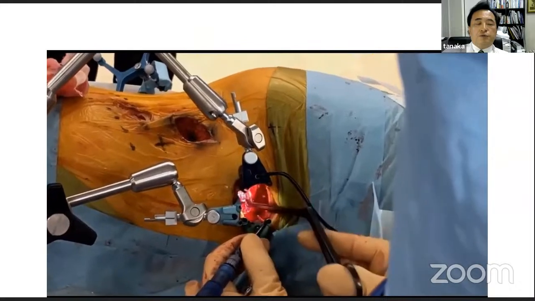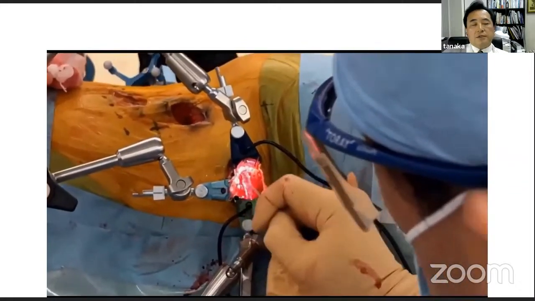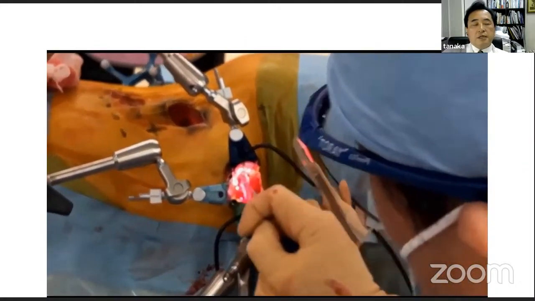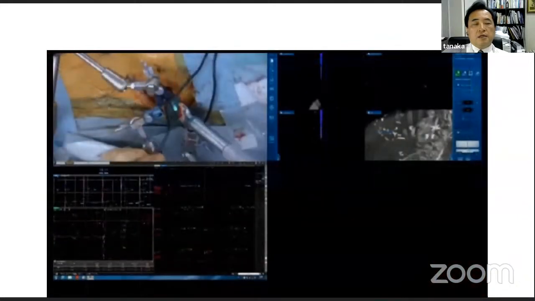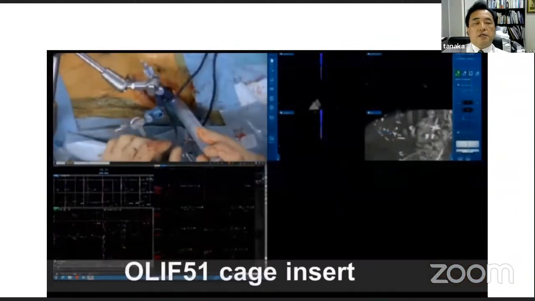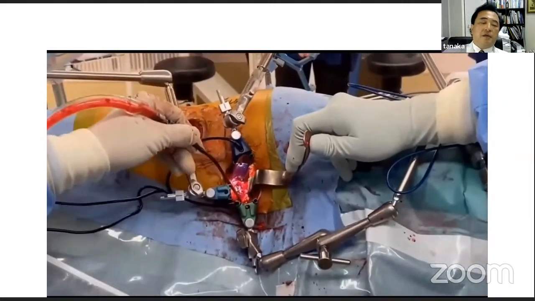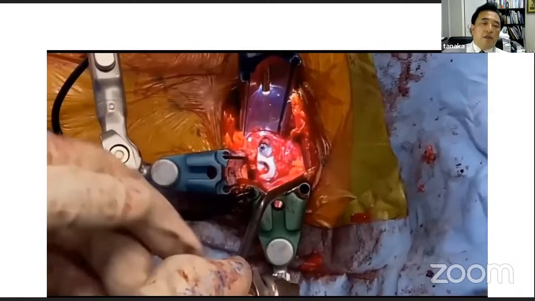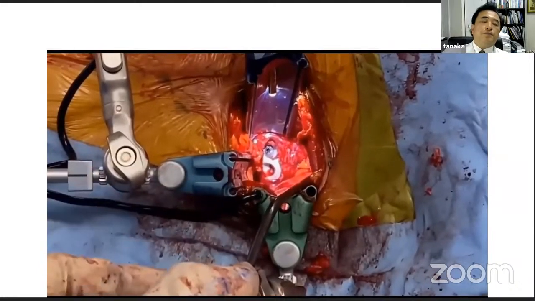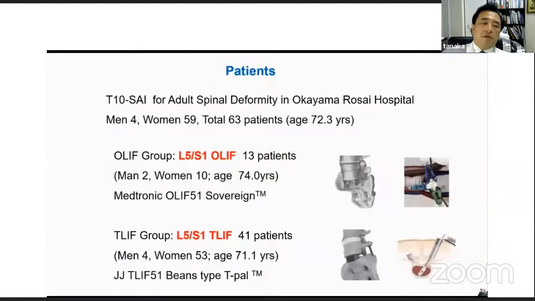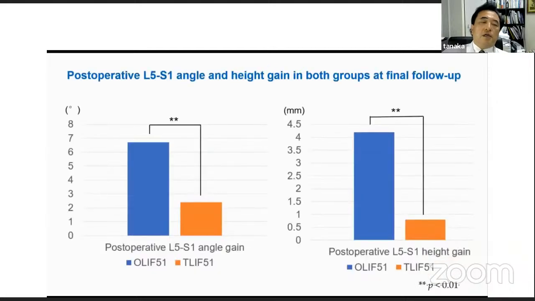Remove the disc completely like this, and then put in the cage. With the new cage, nowadays you can navigate the L5-S1 cage as well. This is a screw to protect against back out. If you perform OLIF 5.1 compared with OLIF at L5-S1, you can create good lordosis at the L5-S1 level.